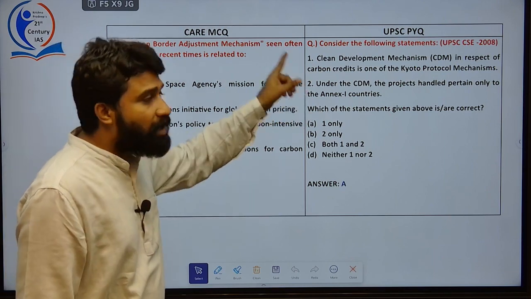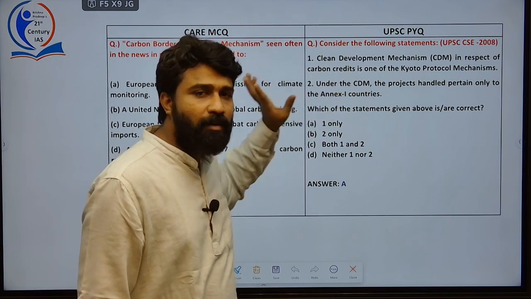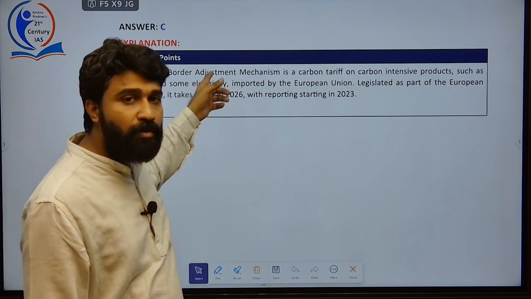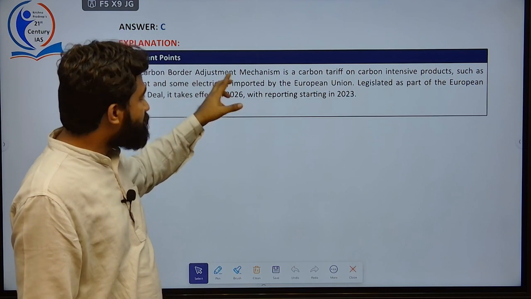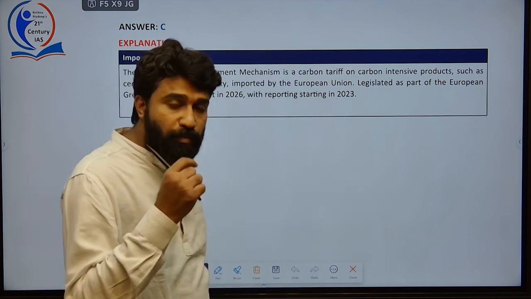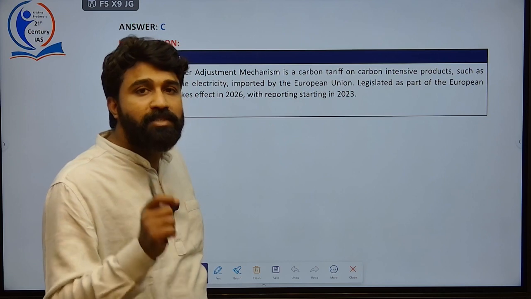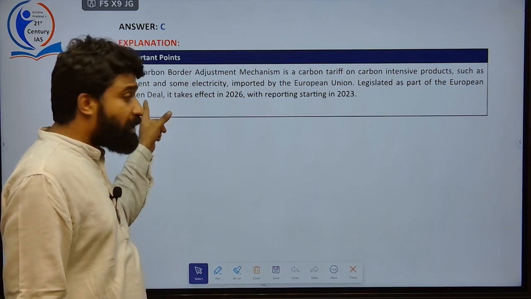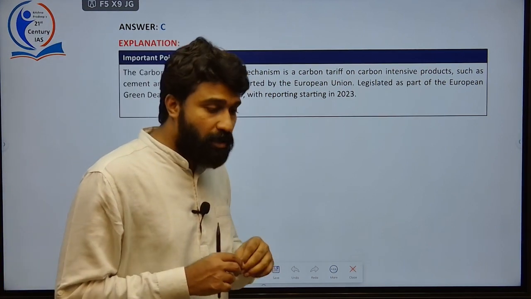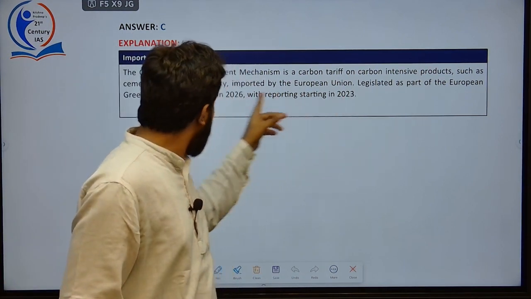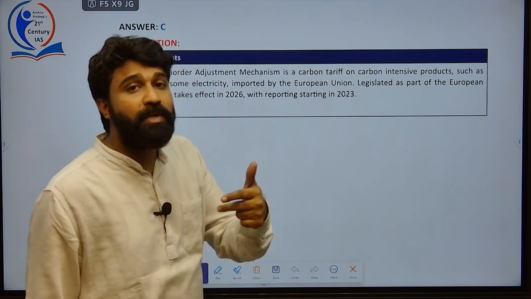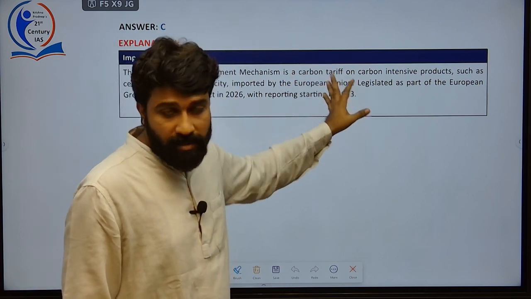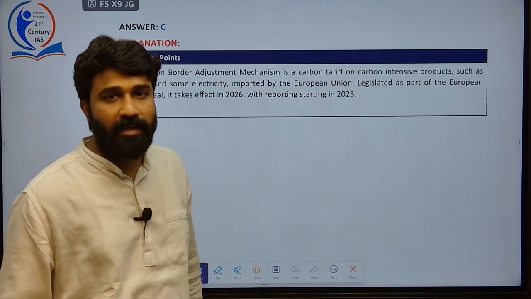What does it mean? Similarly, there were also several questions regarding the clean development mechanism and Kyoto Protocol. Okay, all these questions were previous in nature. However, you need to learn this new concept. A carbon border adjustment mechanism is a tariff on those who are importing carbon intensive products, those related to electricity and also cement industries. So, this is a new initiative as part of their European Green Deal. It is going to be effective from 2026 onwards. The reporting will start this year only, 2023, next coming Sunday.